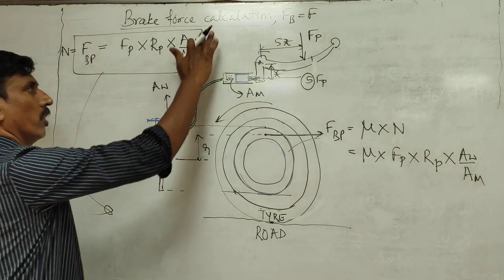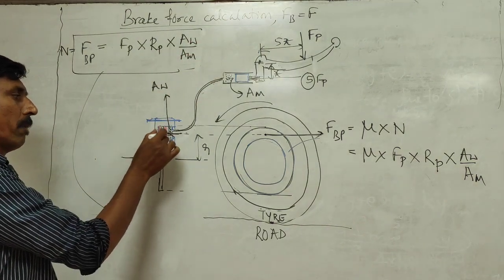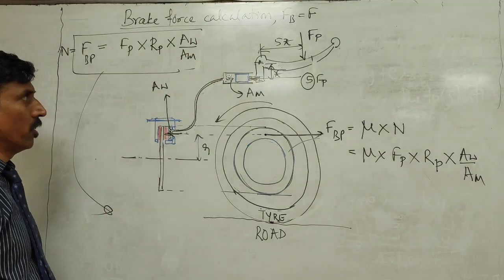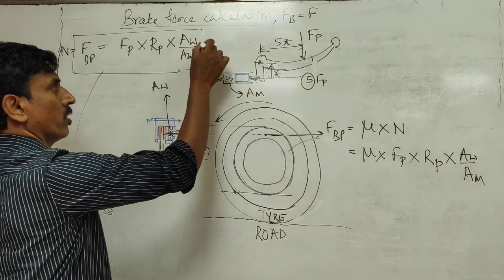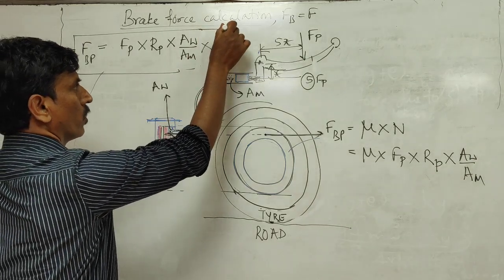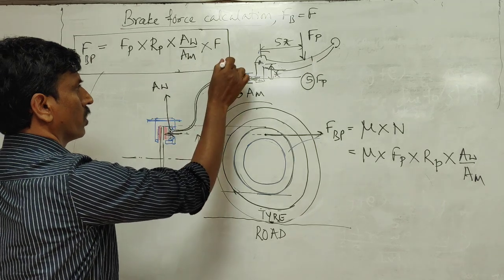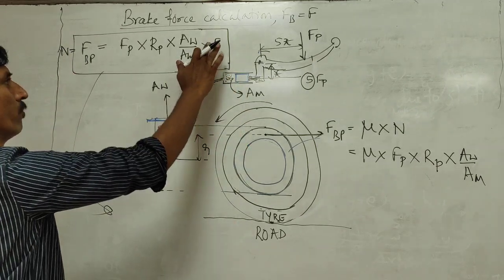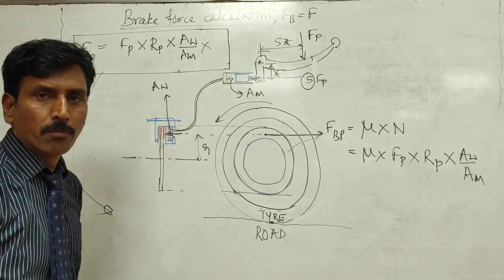Here you have two brake pads. Since you have two brake pads, there are two friction surfaces. So you have to multiply by the number of friction surfaces. So I think this F word is confusing, so can you give some name for this?